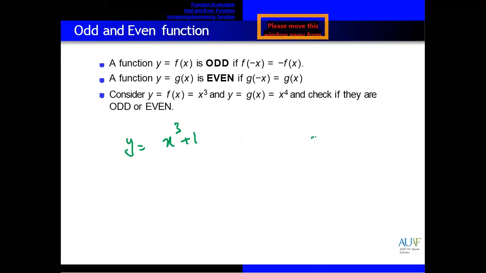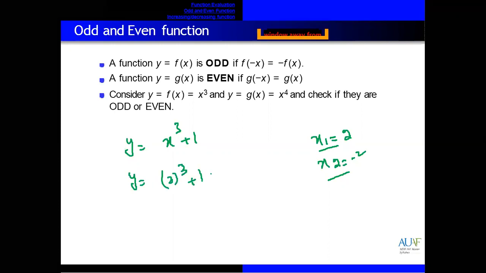Select two values, like x1 is equal to 2 and x2 is equal to minus 2. Sometimes it's also possible that this will give you different values, so that will be neither an odd function nor an even function. So let's discuss x1 equal to 2 and x2 equal to minus 2. For 2, we have y is equal to 2 cube plus 1, so 2 cube is 8 plus 1 equal to 9.